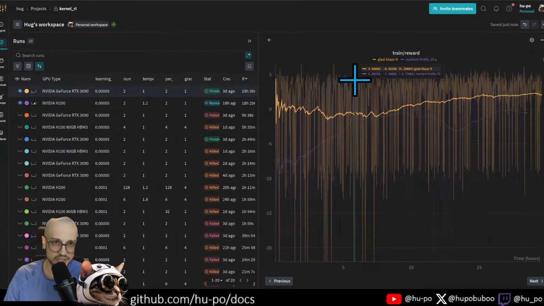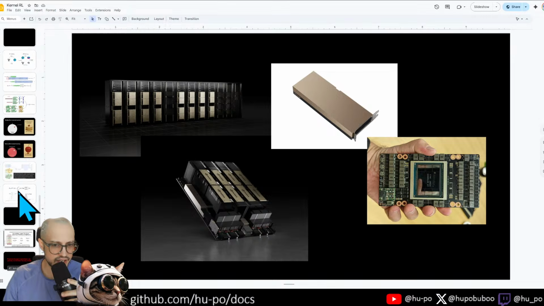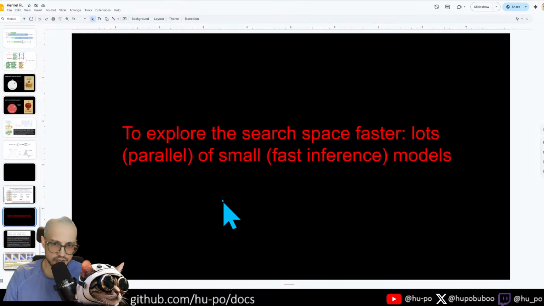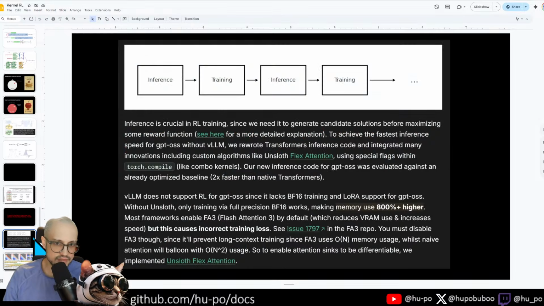But the reason we do this is because we really want to explore the space, right? Reinforcement learning is all about the bitter lesson and using search to explore the search space faster, right? So one way you could do it is lots of parallel, smaller, faster inference models, or you can have more randomness in that, right? So maybe here's a little paragraph that comes from Unsloth that explains this.